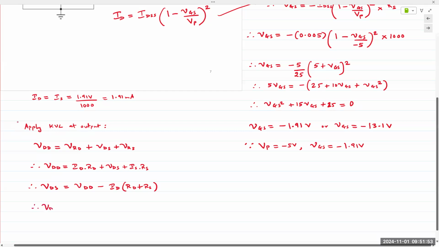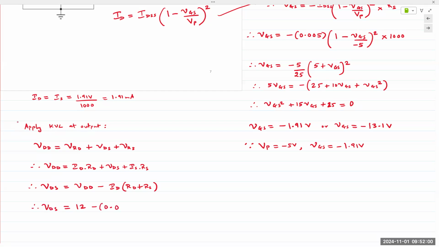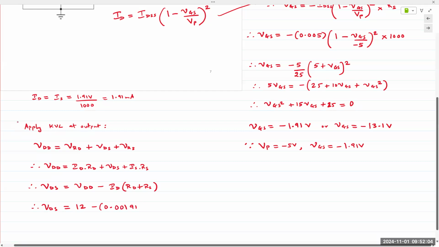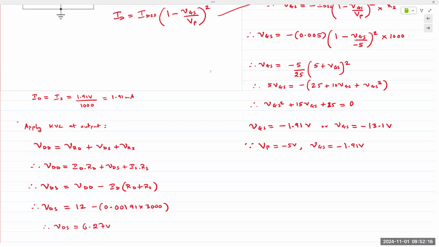ID and IS are the same, so we take it outside, combine the two resistors, and we can get value for VDS as 12 minus 0.00191 times 3000. That gives us VDS is 6.27 volts.